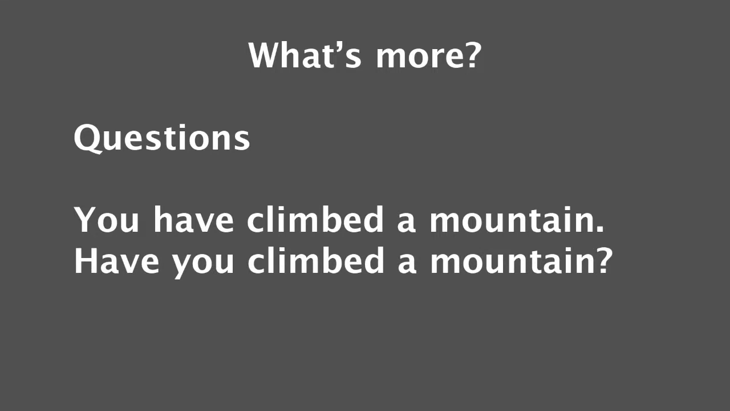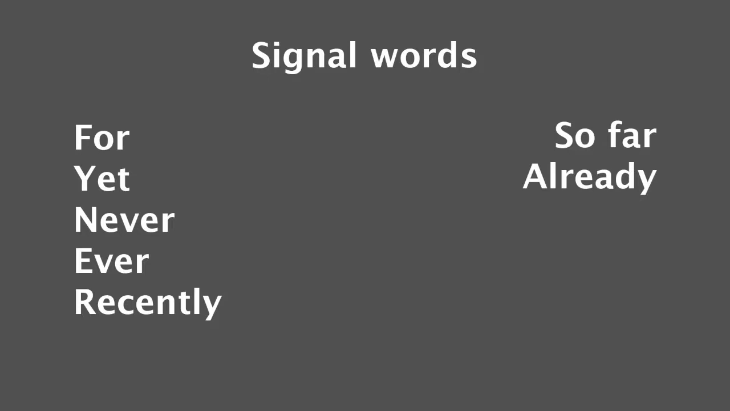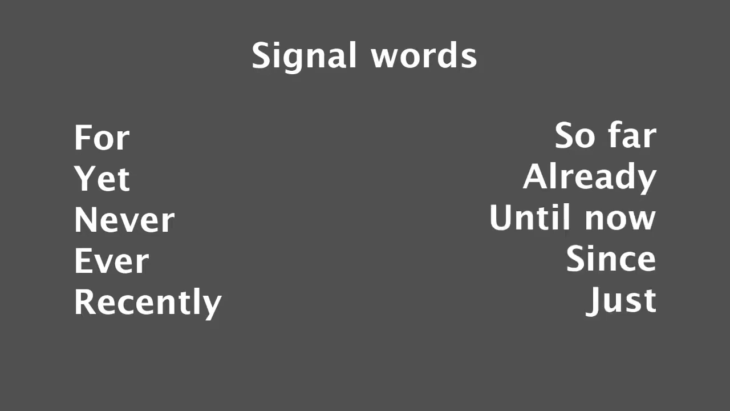And last but not least, we need to discuss signal words. If you see one of these 10 words in a sentence, there's quite a big chance you'll have to use the present perfect. The signal words for the present perfect are for, yet, never, ever, recently, so far, already, until now, since, and just. Okay, let's listen to some music again.